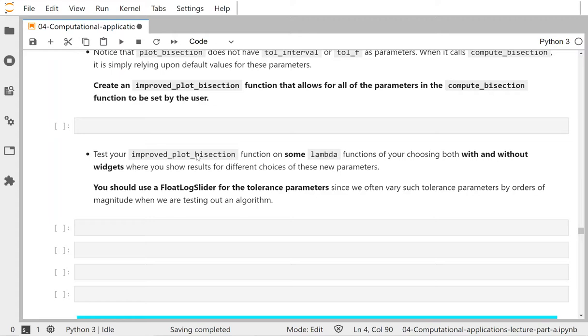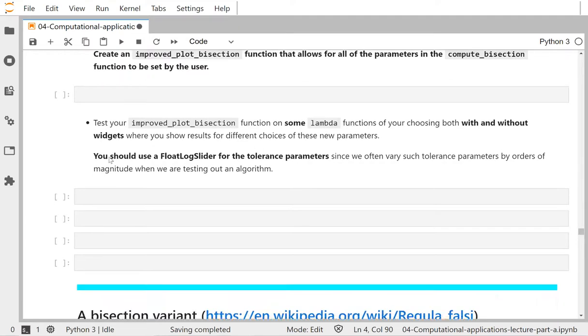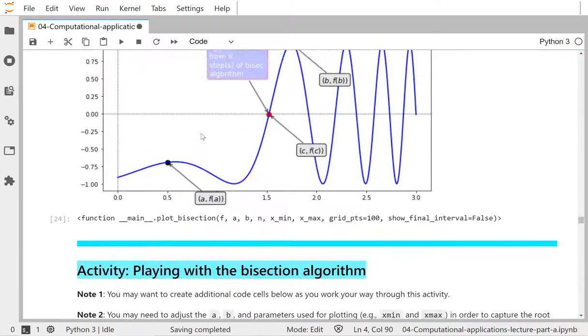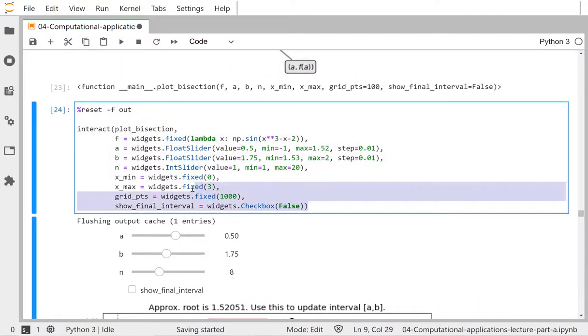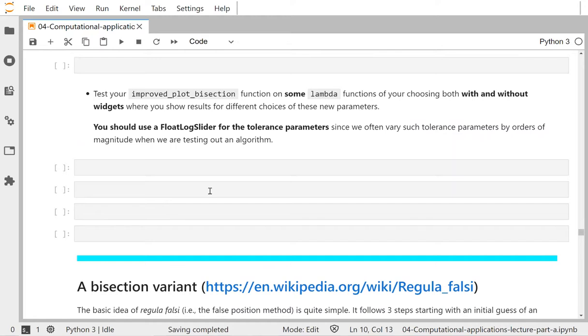Then what you should do is test your improved plot bisection function on some, meaning at least 2, lambda functions of your choosing, both with and without widgets, where you show results for different choices of these new parameters. You should use a float log slider for the tolerance parameters. So now that you have new inputs to this function, when you are interacting with or calling it, with the interaction for instance, you need to set a slider. Remember, from the previous lecture notebook where I discussed widgets, I described the float log slider. You should really do that for the tolerance parameters, since we often vary tolerance parameters by orders of magnitude when we are testing out an algorithm.